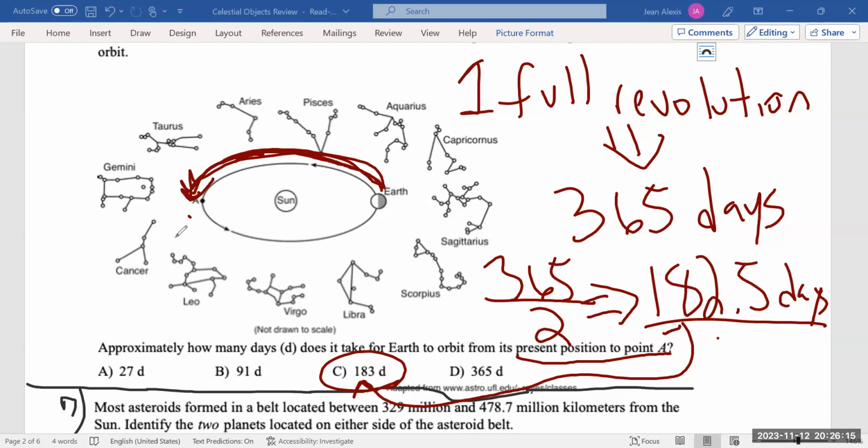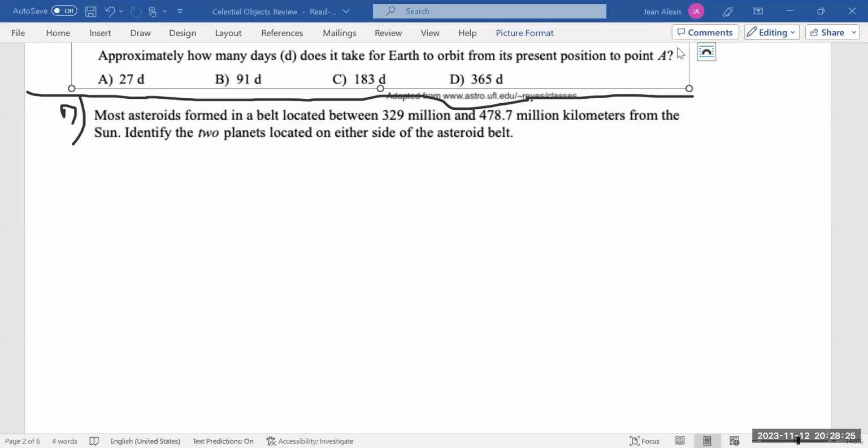182.5 days is closest to 183 days. All right, so for number 7, the next question. It says most asteroids form in a belt located between 329 million and 478.7 million kilometers from the sun. Identify the 2 planets located on either side of the asteroid belt.